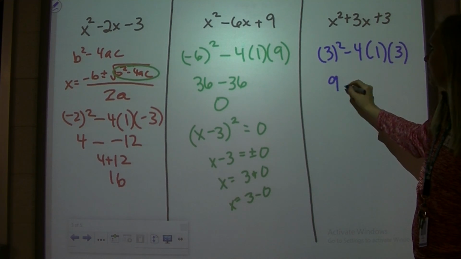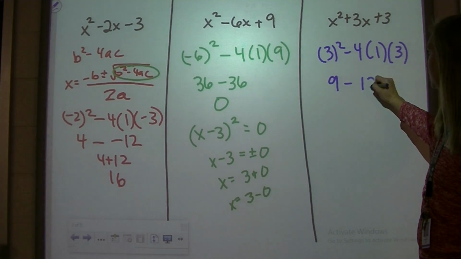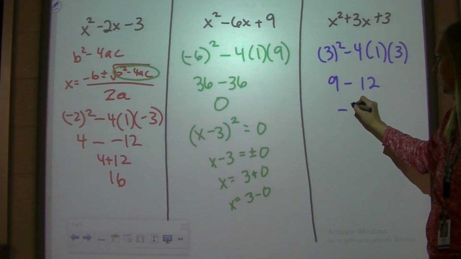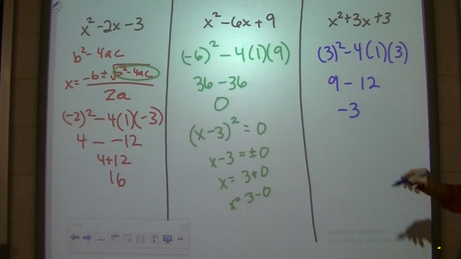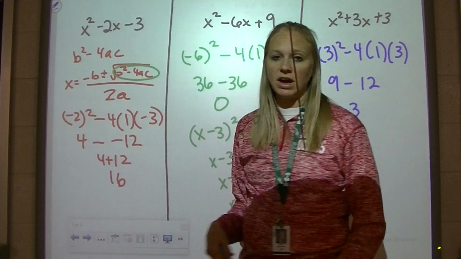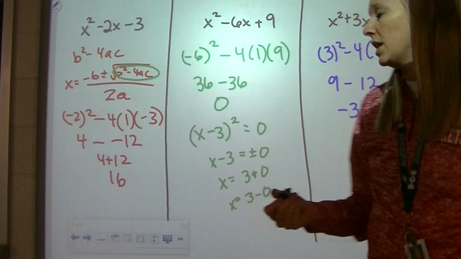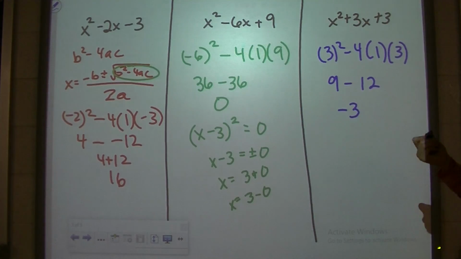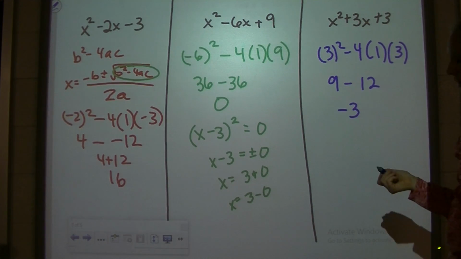So 3 squared is 9. 9 minus 12, 4 times 1 times 3 is 12, 9 minus 12 is -3. Whenever you have a negative discriminant, or in this case a negative underneath the radical, because your discriminant is what's under the radical, your solutions are going to be imaginary.